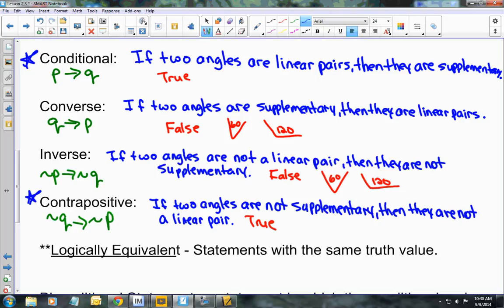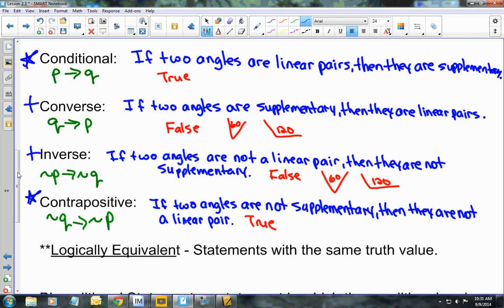Okay, as do our converse and our inverse. When two statements have the same truth value, they are said to be logically equivalent. Okay, logically equivalent. And the conditional and the contrapositive will always have the same truth value. And the converse and inverse will always have the same truth value.